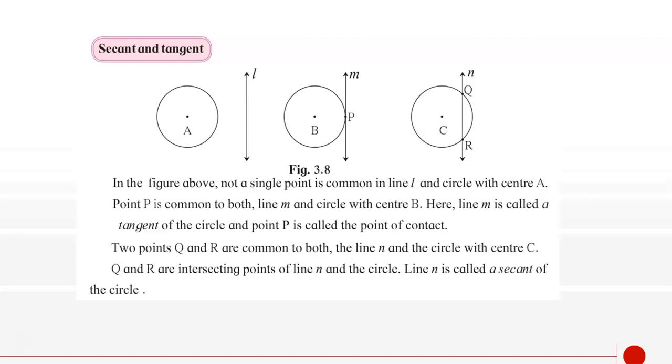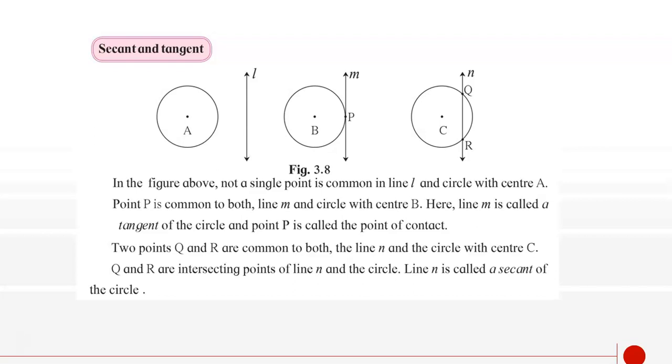both touch each other at a particular point, and that point is common to both the circle as well as the line. So such a line which touches a circle at one particular point is called a tangent, and that point over here, point P, is called the point of contact.